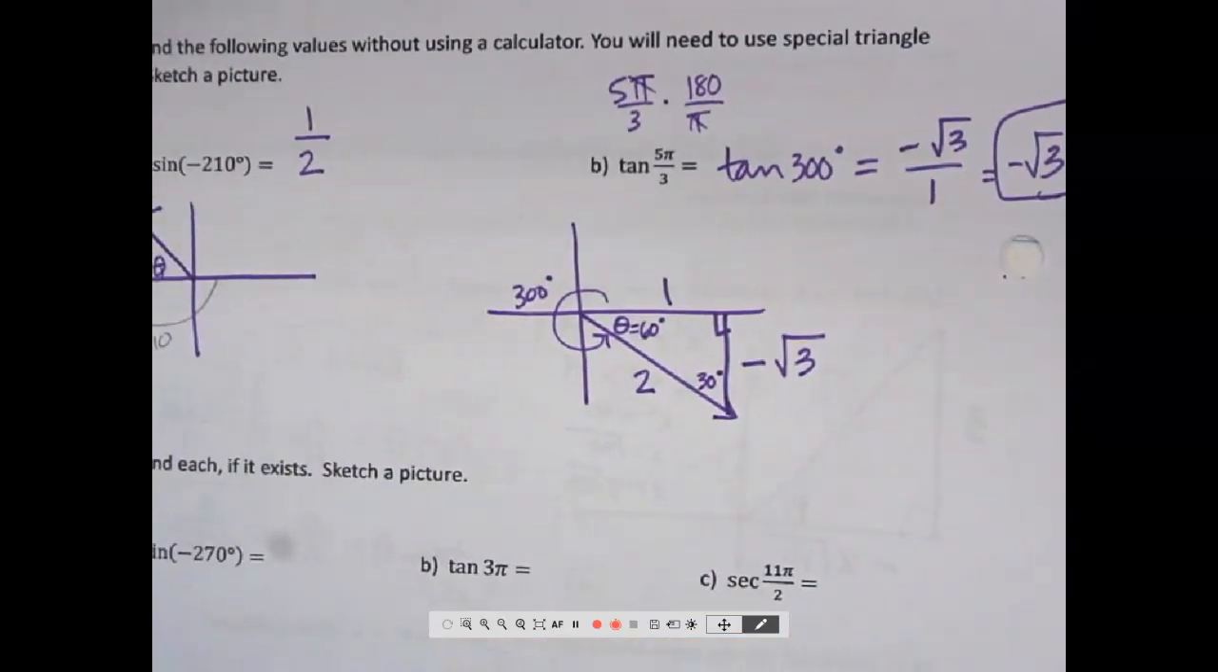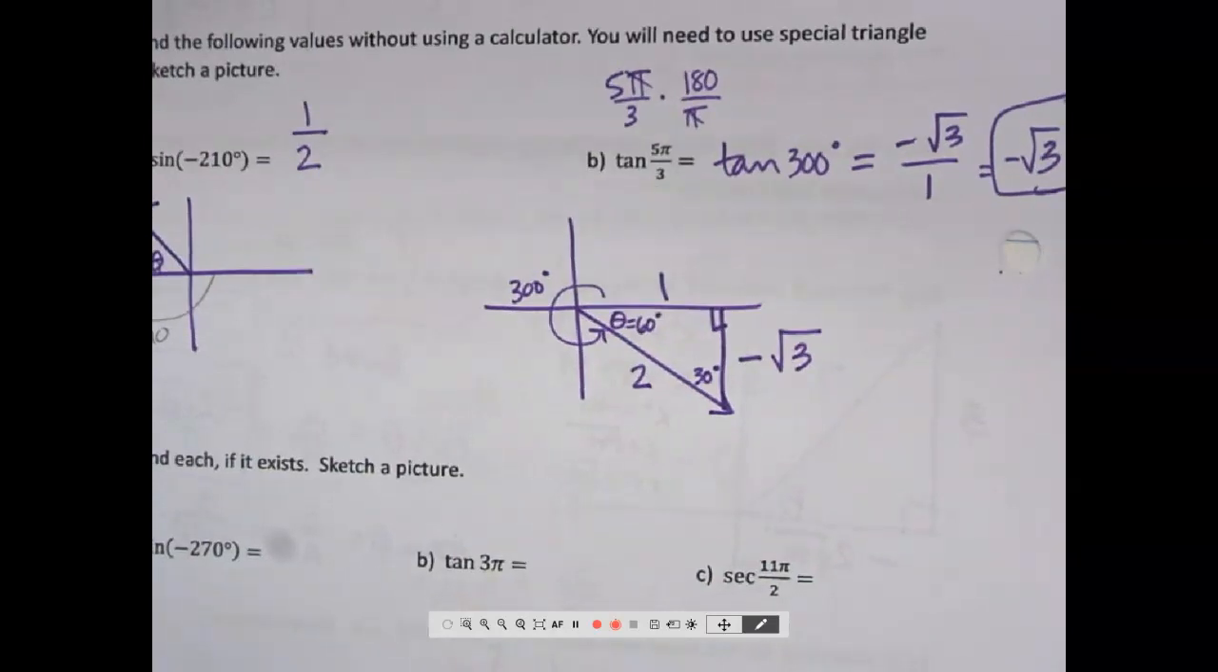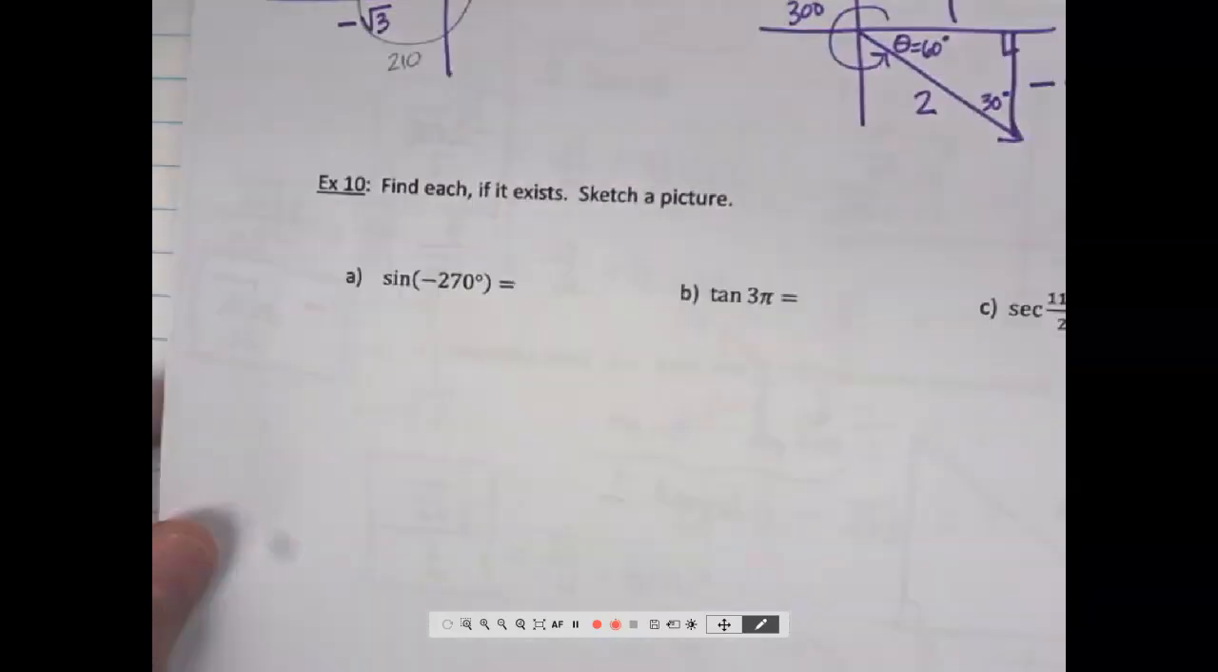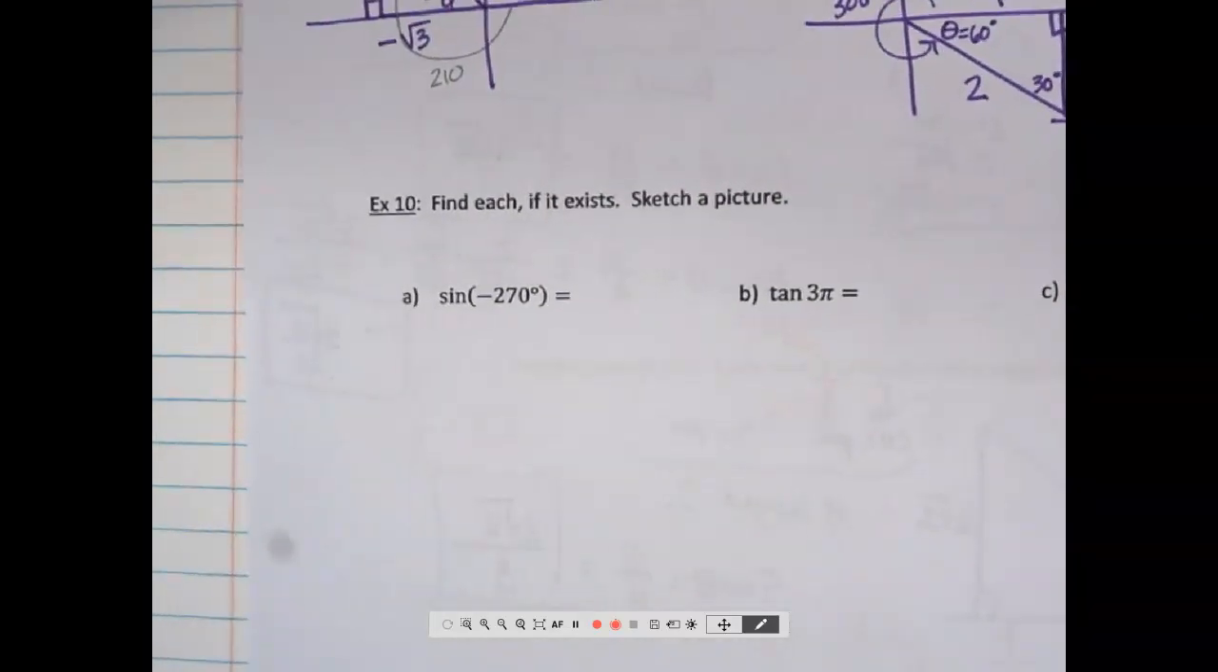There's like all these different ways to ask the same thing. So it's different combinations of information that you have to interpret and manipulate. Okay, find each. If it exists, sketch a picture.